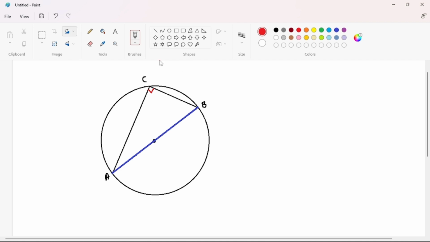So how do we go about using this as our reasoning? We are going to say angle C is equal to 90 degrees. And then our reasoning, you are going to say angle in a semicircle, right? This basically means that, guys, the circle has been cut into two equal halves, and then we call that a semicircle. So the angle in a semicircle is equal to 90 degrees. So let's look at a practical example.